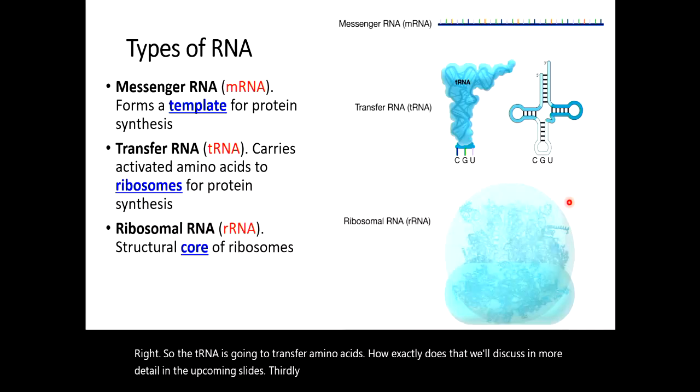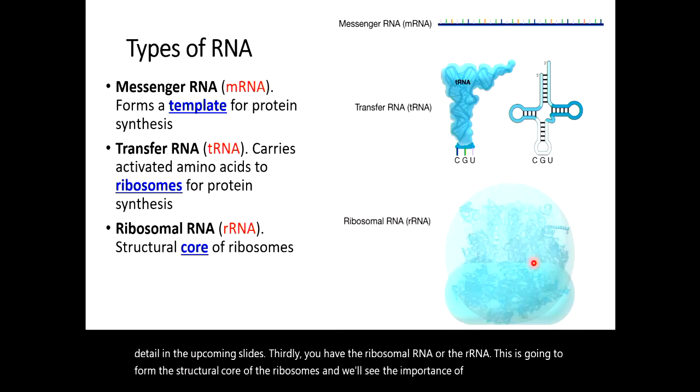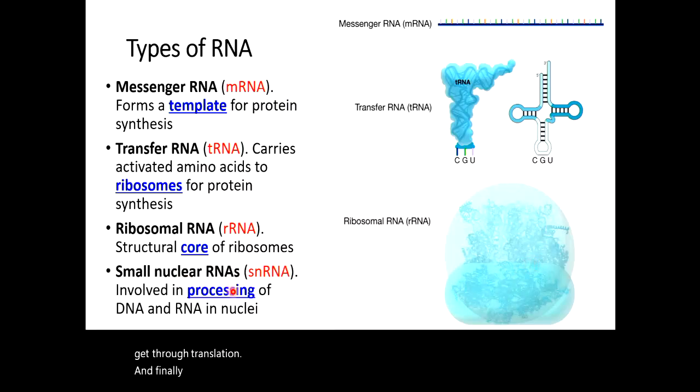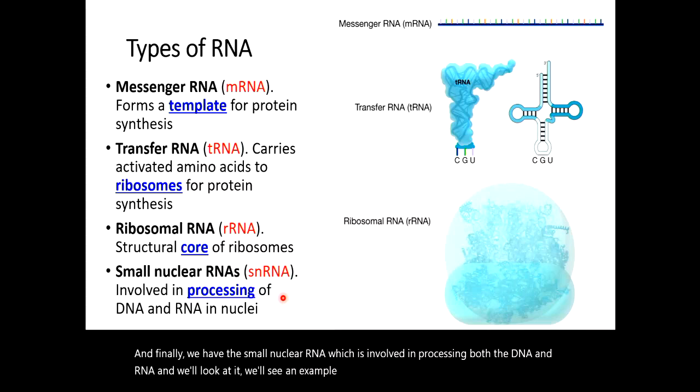Thirdly, you have the ribosomal RNA or the rRNA. This is going to form the structural core of the ribosomes, and we'll see the importance of ribosomes when we get to translation. And finally, we have the small nuclear RNA, which is involved in processing both the DNA and RNA, and we'll see an example of how this snRNA is found in spliceosomes when we talk about RNA modification.